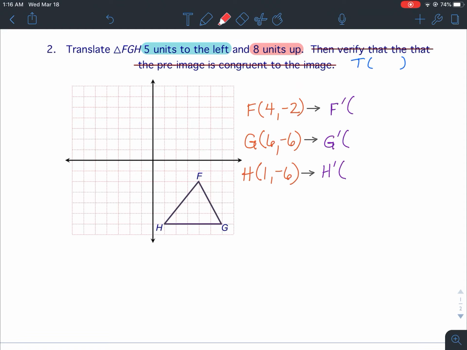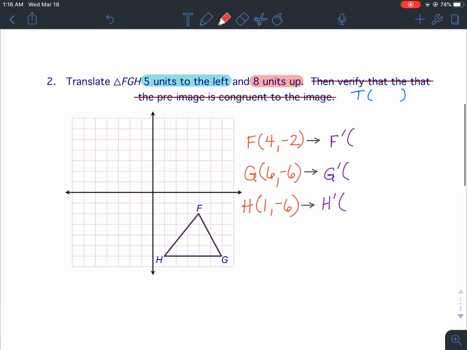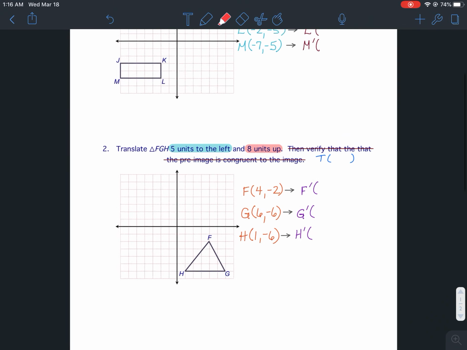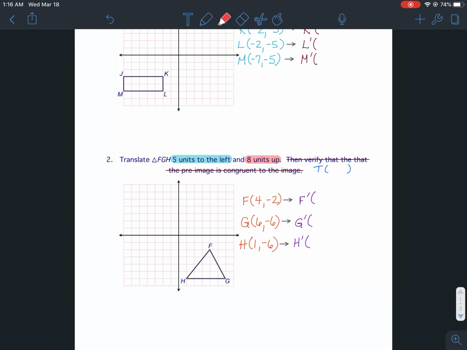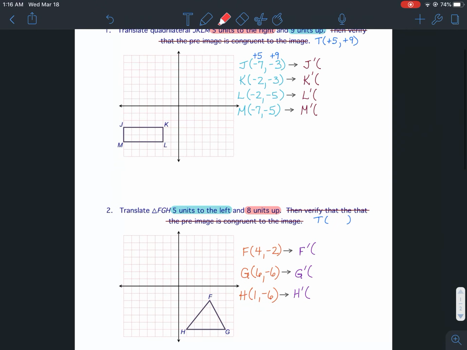Then you will find your F prime, G prime, H prime, and you will graph it just like we did in examples 4 and 5 in the notes. Notice how I crossed out the then verify part, so you do not need to verify these. Just make sure you find the prime points and graph them and label them correctly.